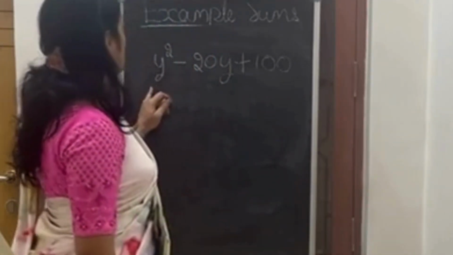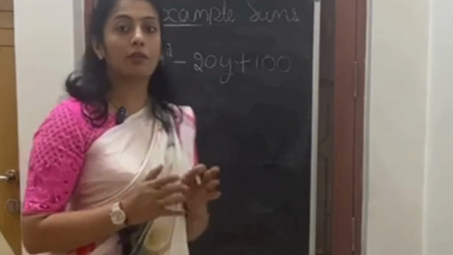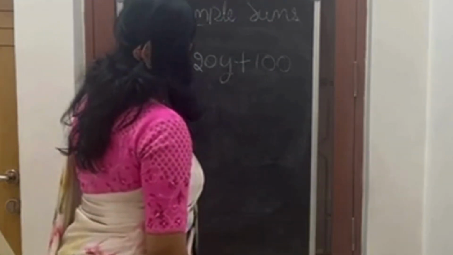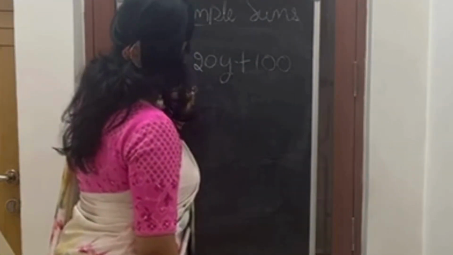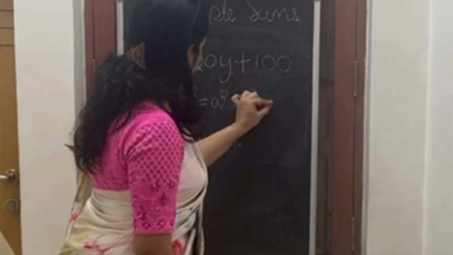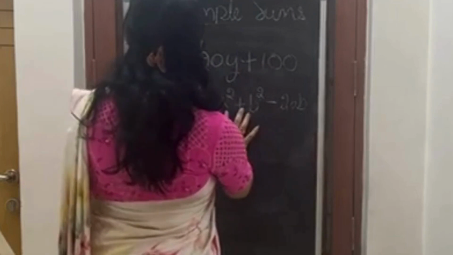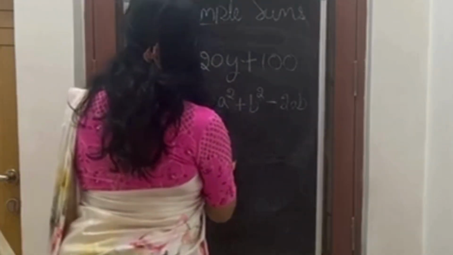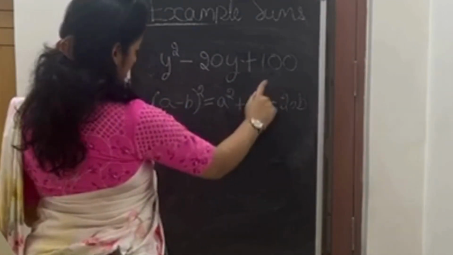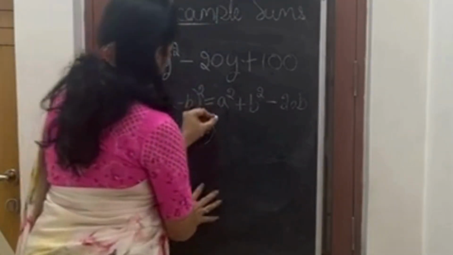Okay, my next sum is y square minus 20y plus 100. It's a perfect square trinomial. I have to factorize this. How will I do it? Perfect square trinomial. So, if you remember the formula, a minus b the whole square equals a square plus b square minus 2ab. Correct? So when I say minus 2ab, this is a square as y square. Then 100 is 10 into 10, so b is 10. So y minus 10, the whole square.